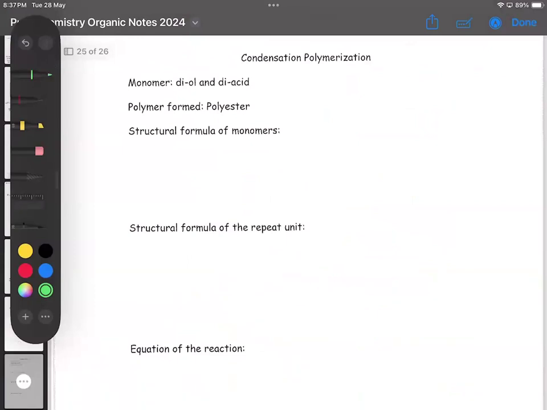Condensation. Right, so for this case, a little bit different. Previously we were doing addition, with the C=C double bond broken, right? Condensation, no. Just now we mentioned that the reaction involves the dropping of a small molecule. So what's actually happening here? You can see the name here, polyester. So we are likely forming an ester.